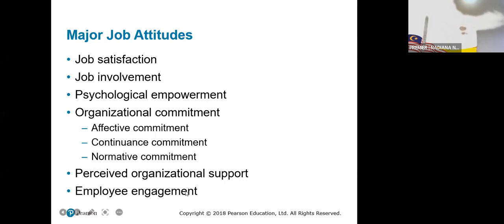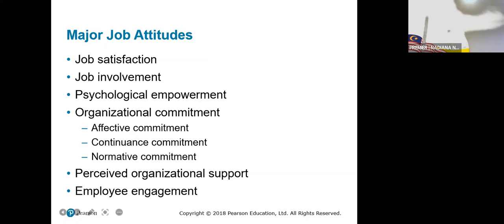Take employee engagement, organizational commitment, psychological empowerment, job involvement, job satisfaction as the variable of their studies, either as the independent variable or dependent variable, or as a mediating variable, or as a moderator variable. That is very easy for them to make a measurement regarding the people in their organization.